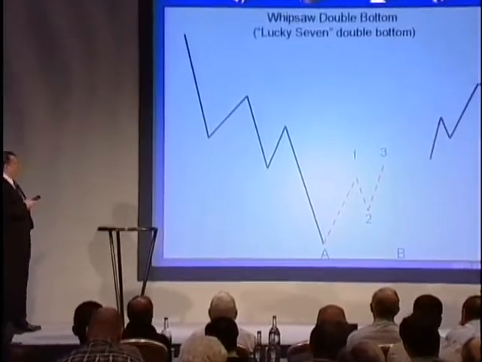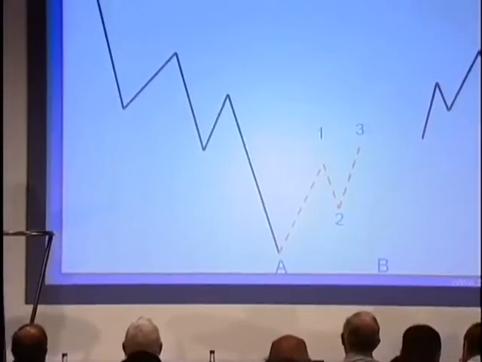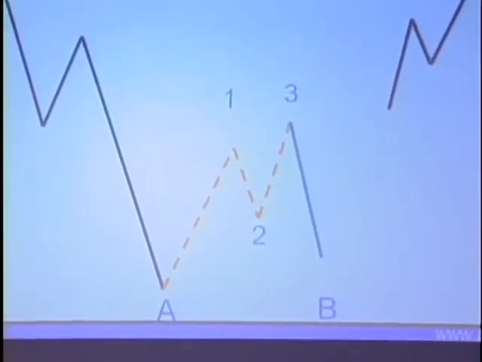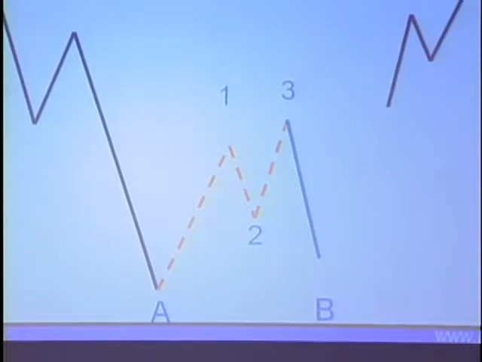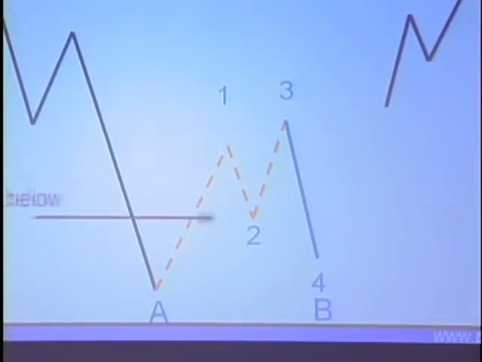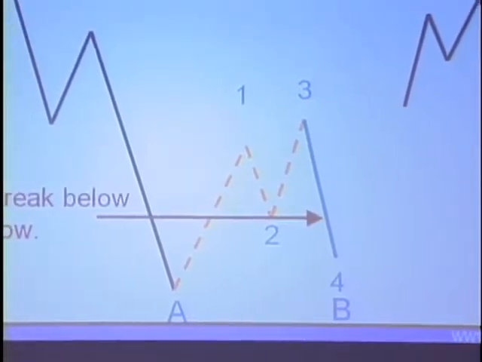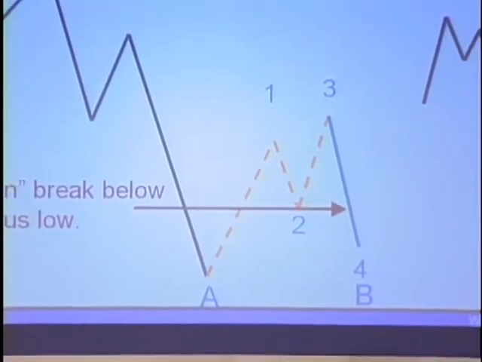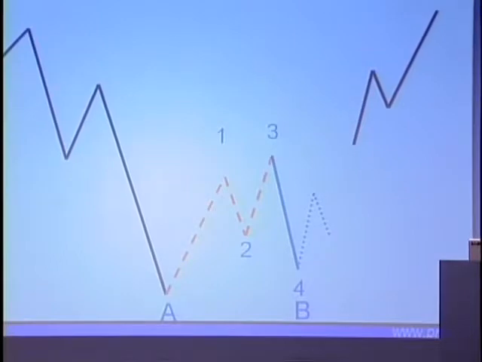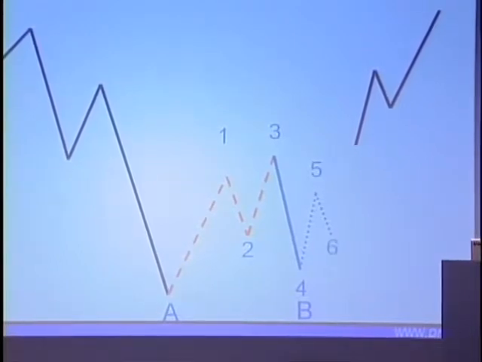So at point 3, we know we have a series of rising peaks and troughs. Then the whipsaw part is that the price comes below number 2, the bottom at number 2. So now we have rising peaks, but declining bottoms. This is why it's a whipsaw double bottom. So that's number 4. That's what we call a rotten break below the previous low. Then we get another wave up and another wave down, 5 and 6.